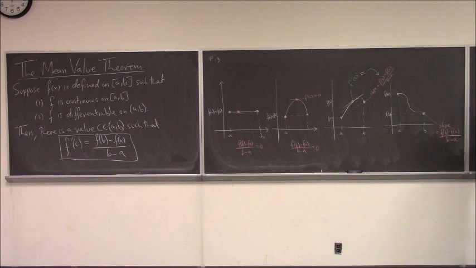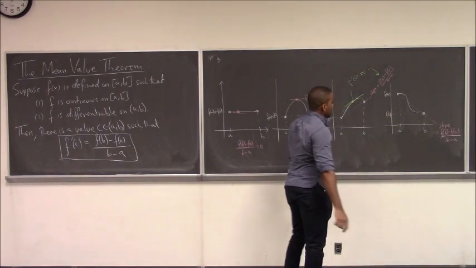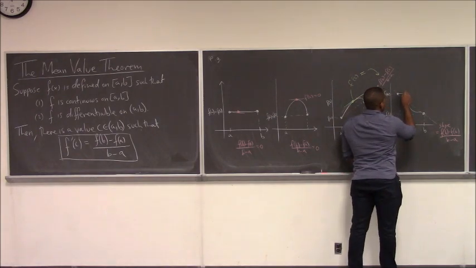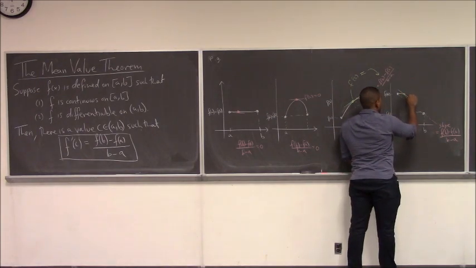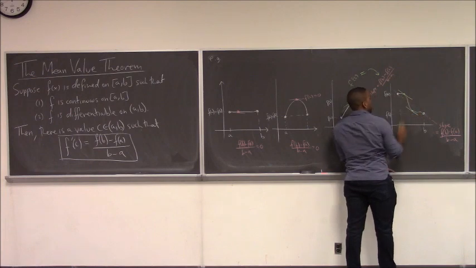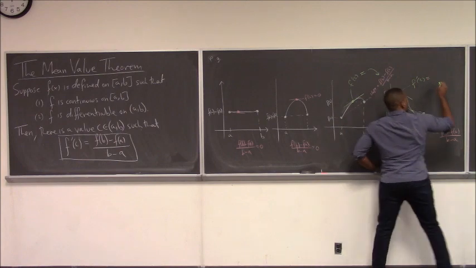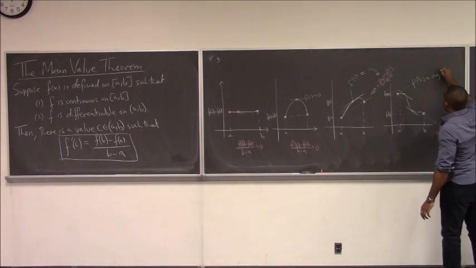There has to be some point inside this interval where the derivative, the slope of the tangent line, is the same. So for example, I can pick one here. There's also another one here. But I only care about at least one. Here, f prime of c equals the average rate of change.